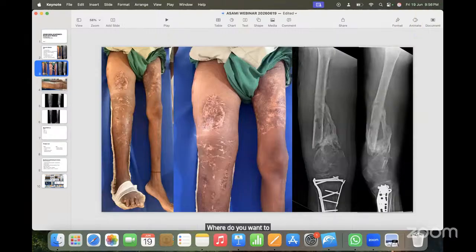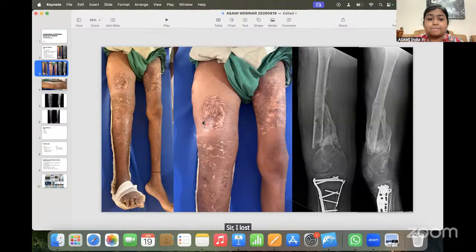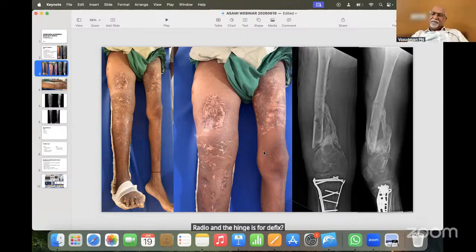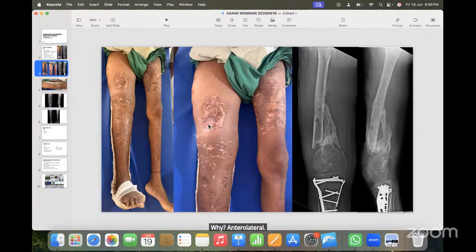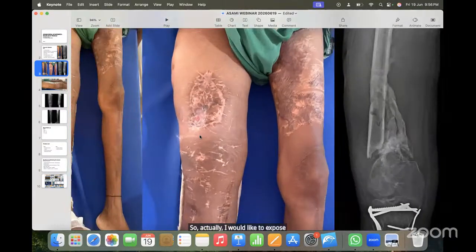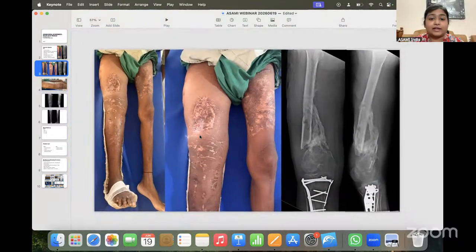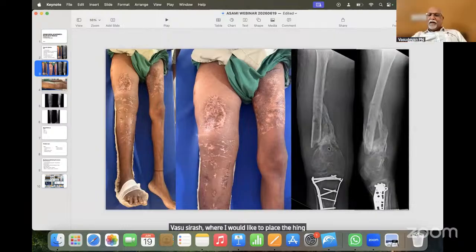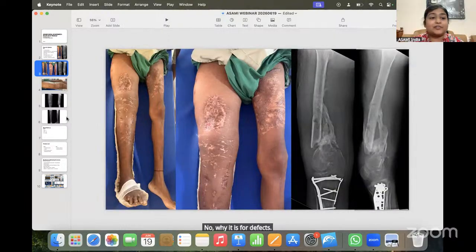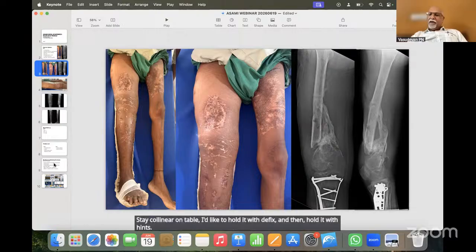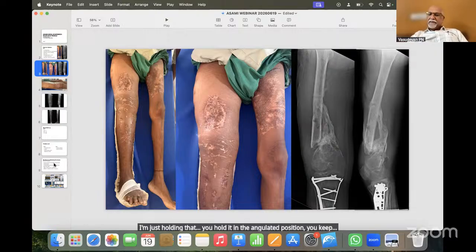Sir, I lost you there. Where do you want the hinges for the fix? Why anterolateral? Vasu sir asked where I would like to place the hinges. No, sir, why hinges for the fix? Sir, just provisionally, in case the Ilizarov rings do not stay collinear on table, I'd like to hold it with a deft fix and then hold it with hinges. You hold it in the angulated position. You keep just a working hinge.